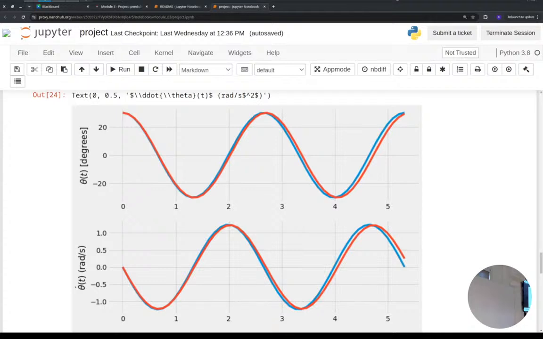We change it to down. We click code, change to markdown. Now it gets nicely formatted.